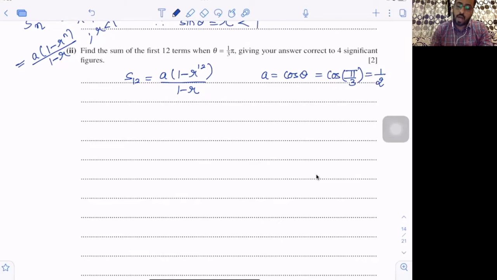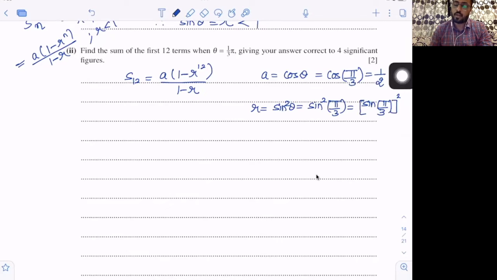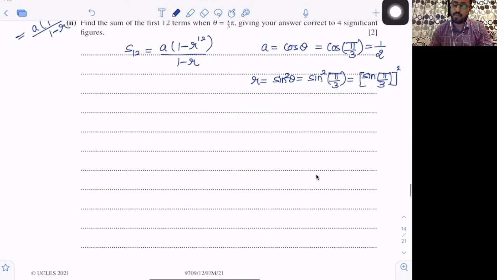The common ratio r is sine square theta, right, students? So I write sine square of theta, where theta is pi by 3. So it's basically sine pi by 3 the whole square. Now you know that sine of pi by 3 is what value? So sine pi by 3 means sine 60. It's root 3 upon 2.